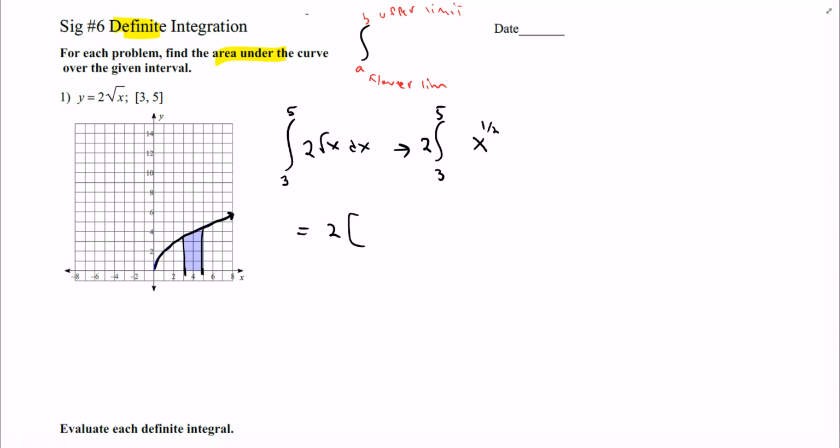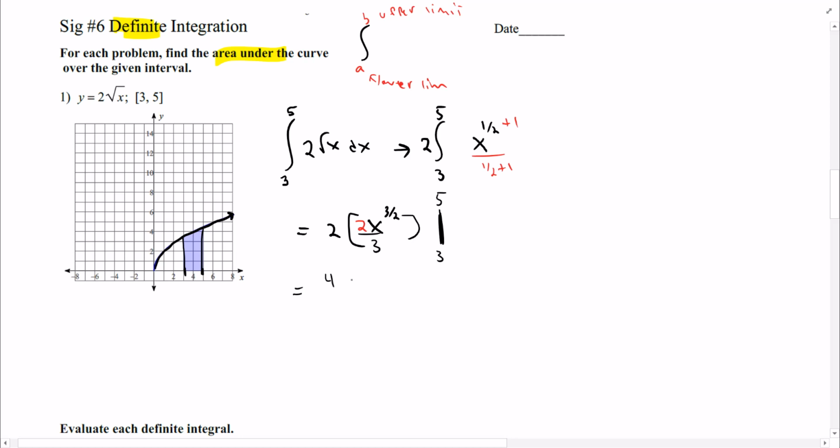That means you add 1, divide by whatever you get, right? If you add 1 to 1/2, you get 3/2. So it's going to be x to the 3/2 divided by 3/2, which is the same thing as multiplying by 2/3. And then what we're going to do is we put this little bar over here to hold on to our limits of integration, right? We're going to limit like from 3 to 5. It's probably easier to clean this up first, right?